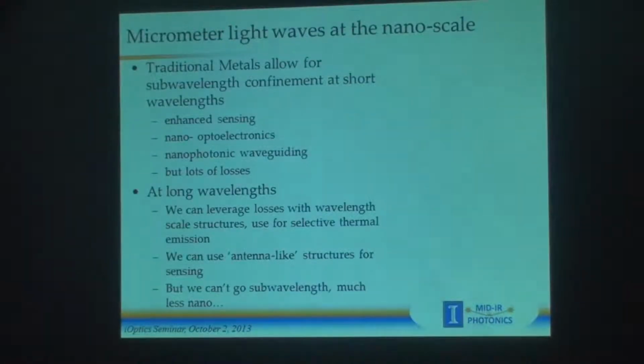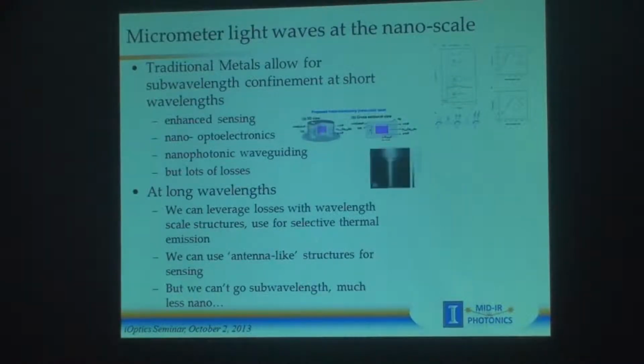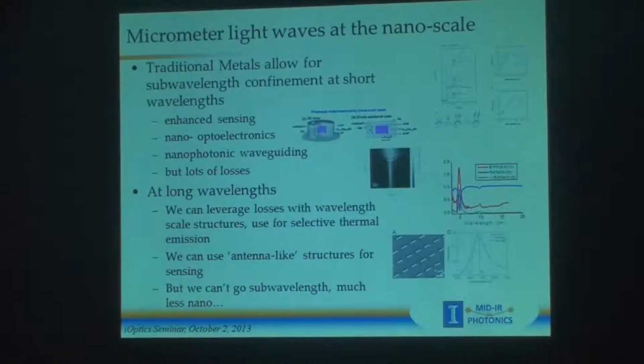Okay. So let's see where we are right now. Traditional metals allow for sub-wavelength confinement at short wavelengths. You can get enhanced sensing, although usually it's a refractive index shift. You can make nano optical electronic devices. You can do nanophotonic waveguides, but you have lots of losses. Now we can use those losses to make thermal emitters, right? And we can use antenna-like structures to do sensing in the mid-IR, but we can't go sub-wavelength, much less nano.